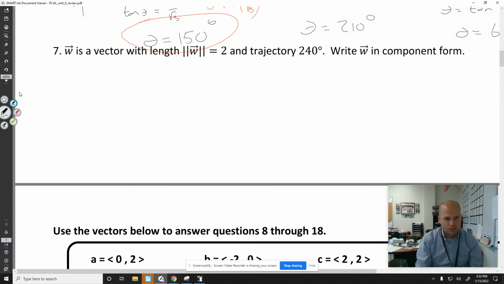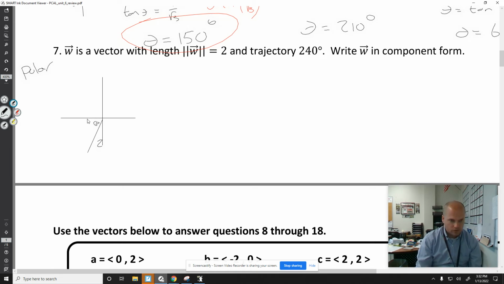Okay, this is polar. Literally the last unit we did before the break, we are doing these things. So this is a perfect unit. A vector has a length of 2 and an angle of 240 degrees. I could do this without a calculator if I wanted to. 240 is 60 degrees away from 180. So that's 60 degrees. This is a length of 2.